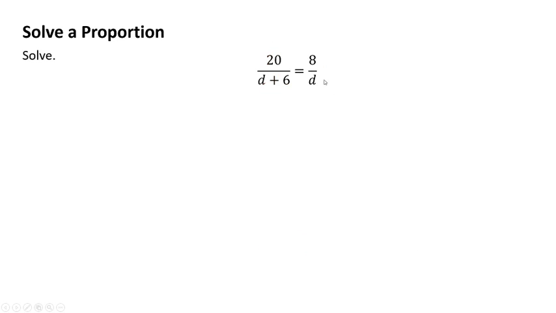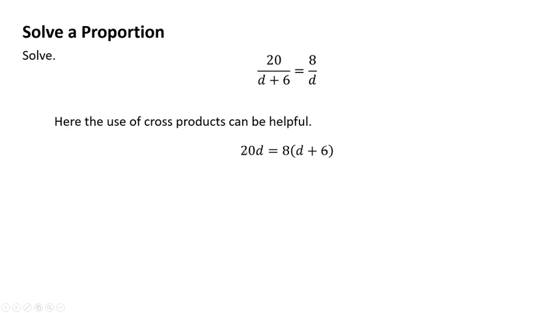Let's see how we can use that for problems like this here. If I take these two rational expressions that are set equal to each other, cross products can be helpful. 20 times d, that's this first cross product, is equal to 8 times d plus 6. 8 times d plus 6 is here. And the rest is just distributing, simplifying, and solving.